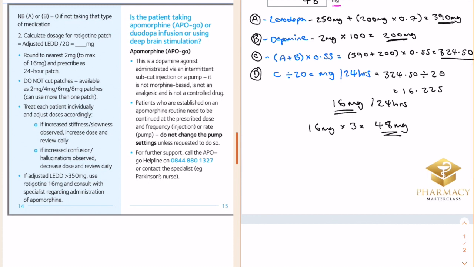Obviously we wouldn't be giving a 16 milligram patch in reality. I just want to clarify this for the sake of argument. In the resource pack it talks about that you can only get a 2 milligram, 4 milligram, 6 milligram and 8 milligram patch. You can use more than one patch at a time, but the maximum daily dose is 16 milligrams. So in reality the patient would actually use 2 8 mg patches every 24 hours. But the answer to the exam question obviously is that there.